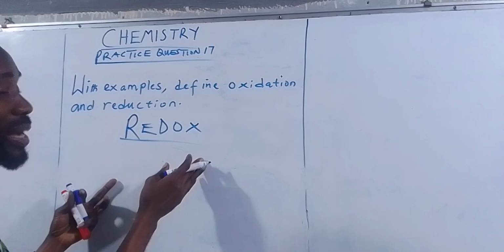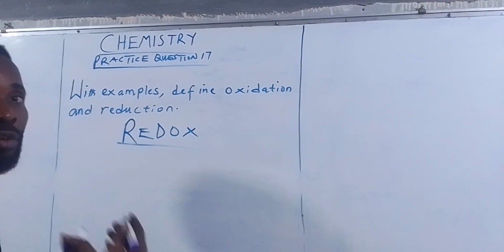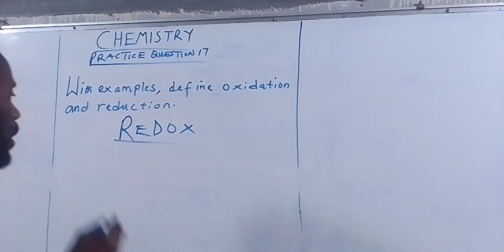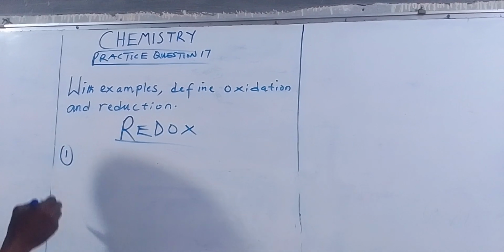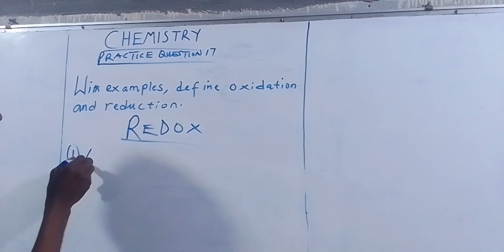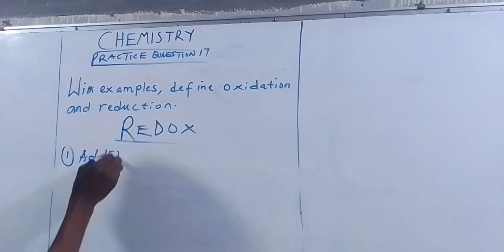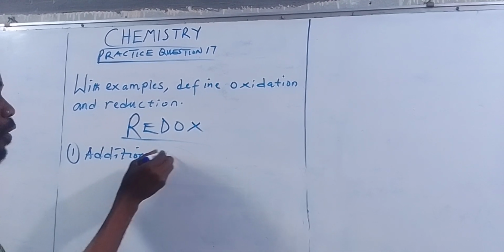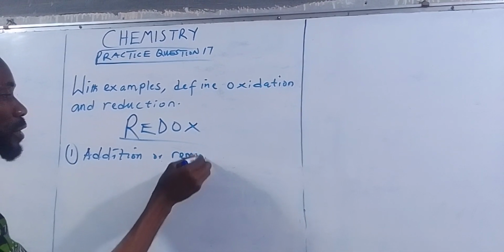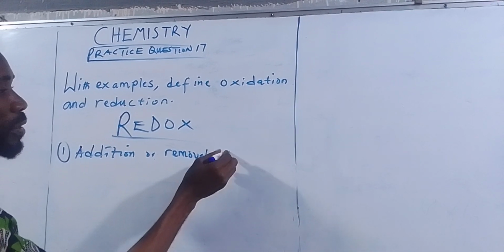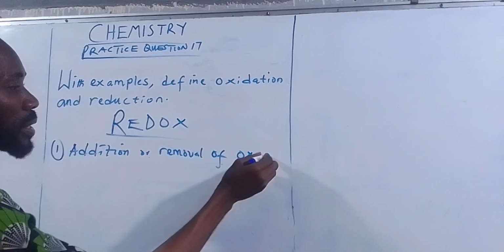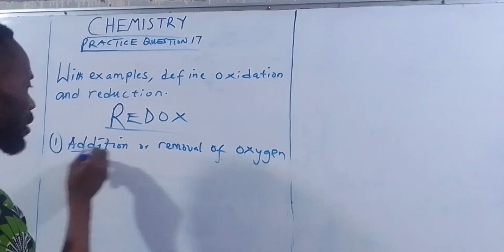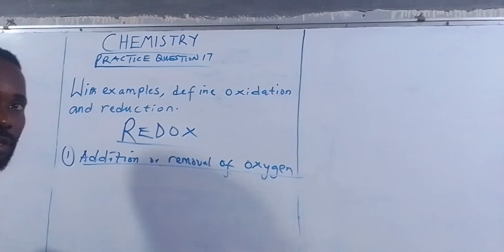So we're going to take a look at the definitions of oxidation and reduction using three concepts. Number one, let's take a look at the first concept. The first concept is the addition or removal of oxygen.